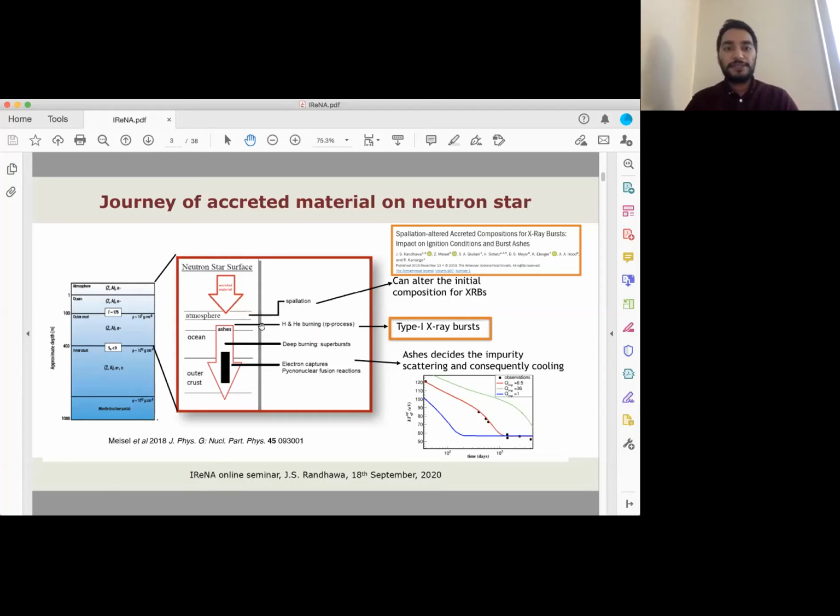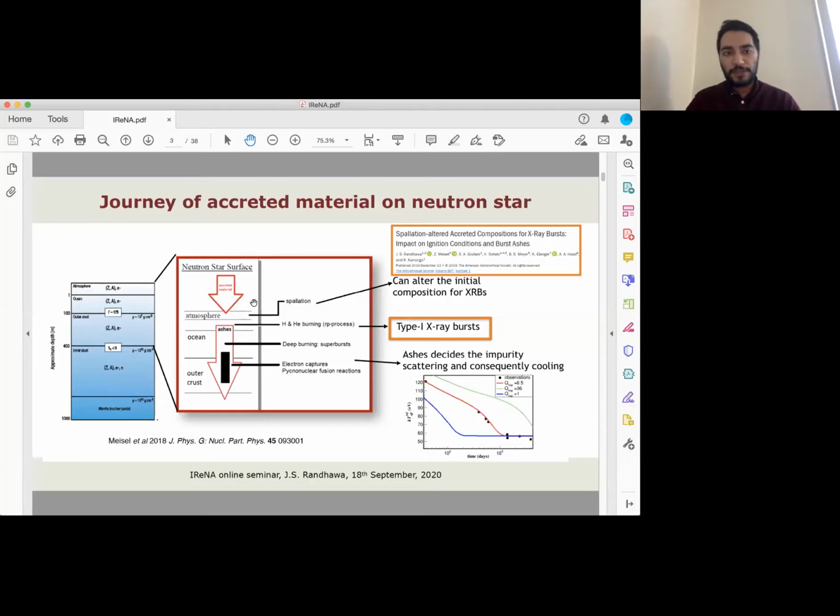And then the material settles down into deeper layers where temperatures and densities are conducive enough to start hydrogen and helium burning, which leads to type 1 X-ray bursts. The gravity is such that the ashes, instead of becoming part of the interstellar medium or being ejected, get further buried deeper into the neutron star. These ashes lead to a superburst, and they can undergo electron capture and then settle down in the lattice, and they lead to pycnonuclear reactions.